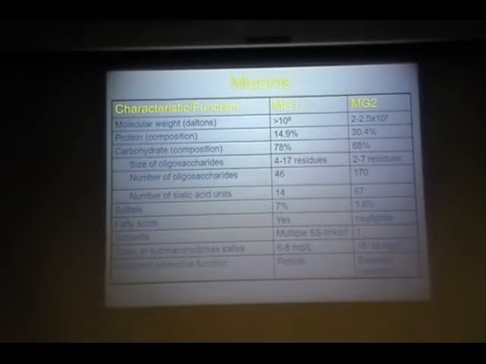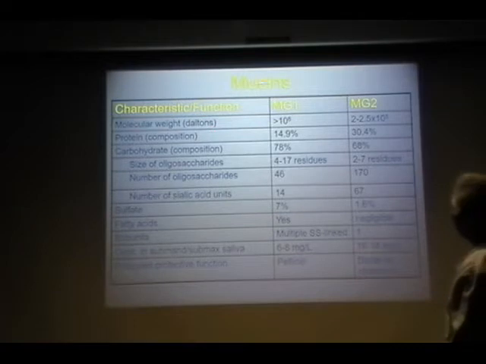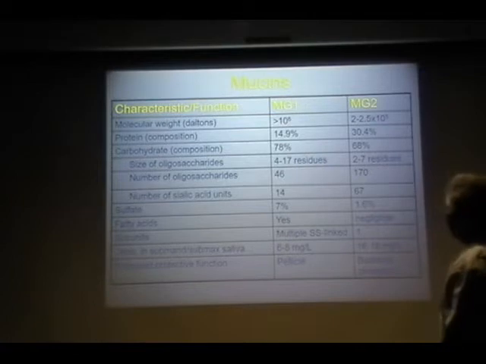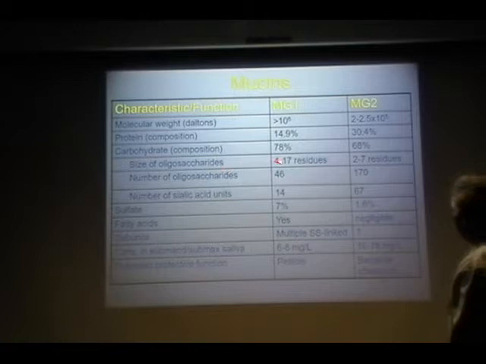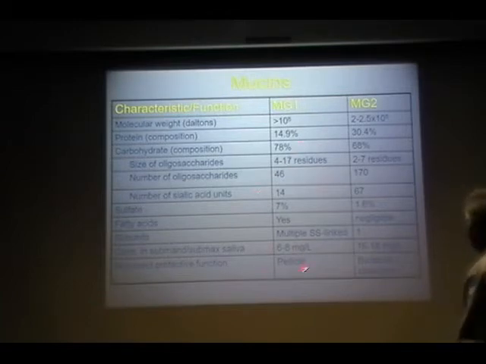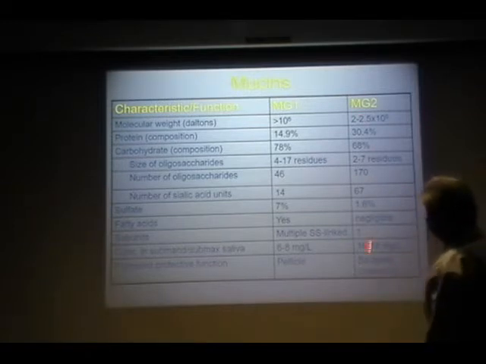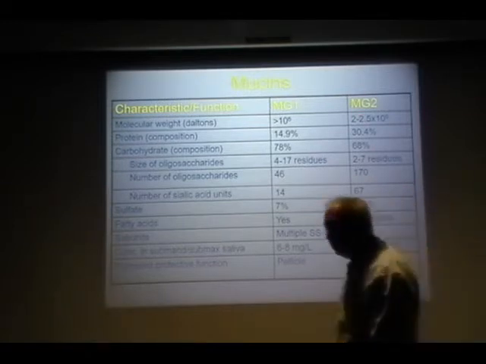This is just a table to make it more complex, I guess. MG1, MG2, I put this together based on the classifications of these things from the literature: the molecular weight, the protein content, the carbohydrate, the number of residues of oligosaccharides, all that sort of good stuff. But down here is what's important. In general, MG1 plays a very, very important role in pellicle formation. And MG2 plays a very, very important role in bacterial clearance.